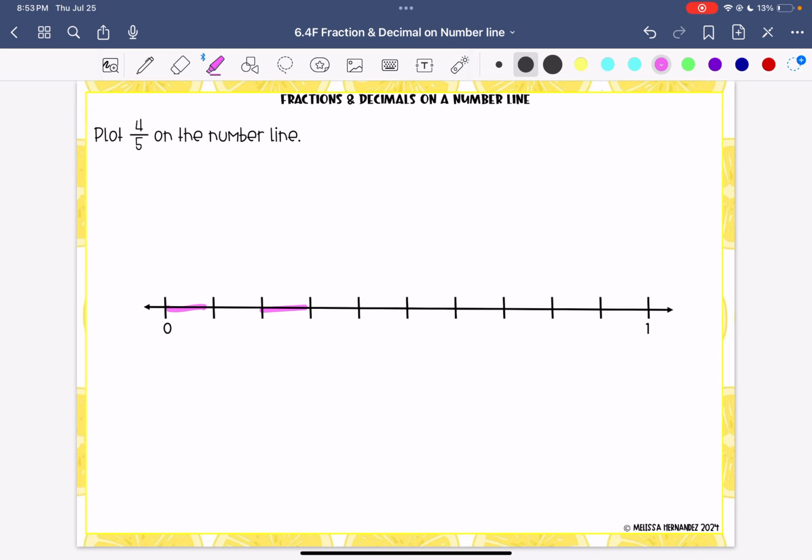In this video, we're going to continue practicing fractions and decimals on a number line. We'll also extend it a little further and go with percent. All right, so it says plot 4/5 on the number line.